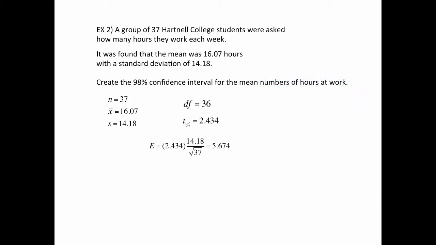Then we can do the error formula. Put the 2.434 and then the s divided by the square root of 37 people. The error, it's off by 5.674. So if I say they work an average of 16 hours, I could be off plus or minus 5.674 hours. Then we just do that plus or minus, and we find out that the average is somewhere between 10.3 and 21.7 hours. That's quite a range, and it's because this standard deviation was so big.